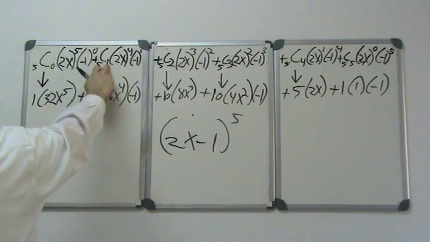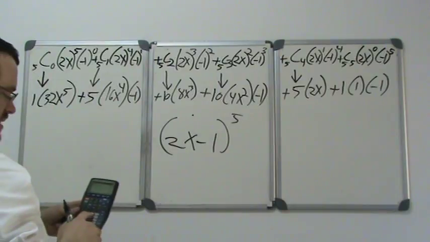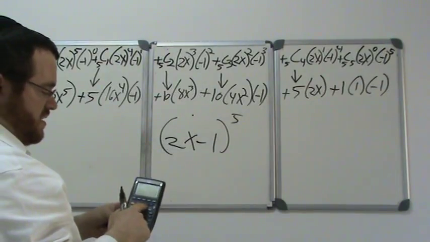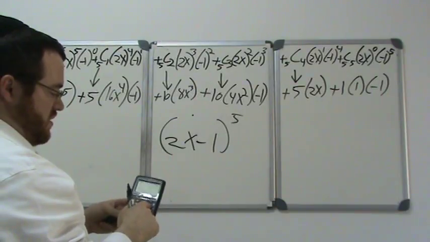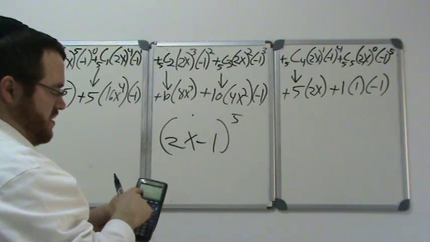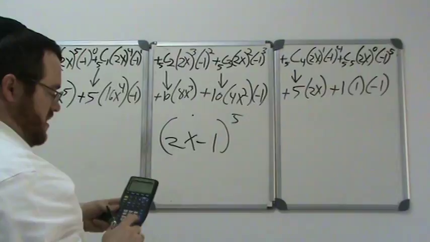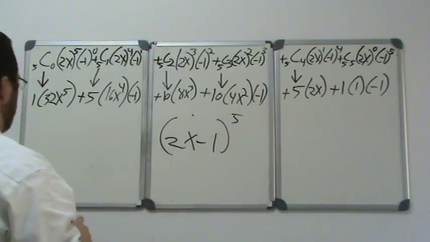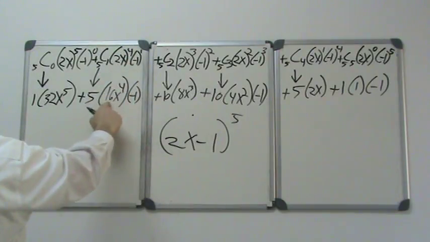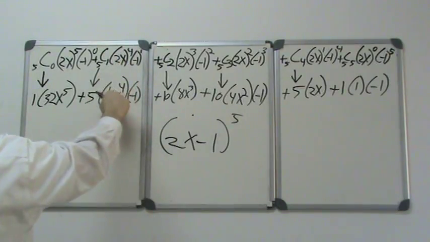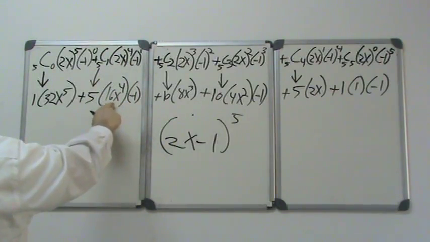Plus 5 combination 1, same thing. You hit 5, hit the math button, press to the left. You should be in the probability mode. You go down twice. By the 3rd thing, it says NCR. You hit it, press 1, and that's equal to 5. 5 combination 1 is 5. 2 to the 4th power is 16. X to the 4th power is x to the 4th power.